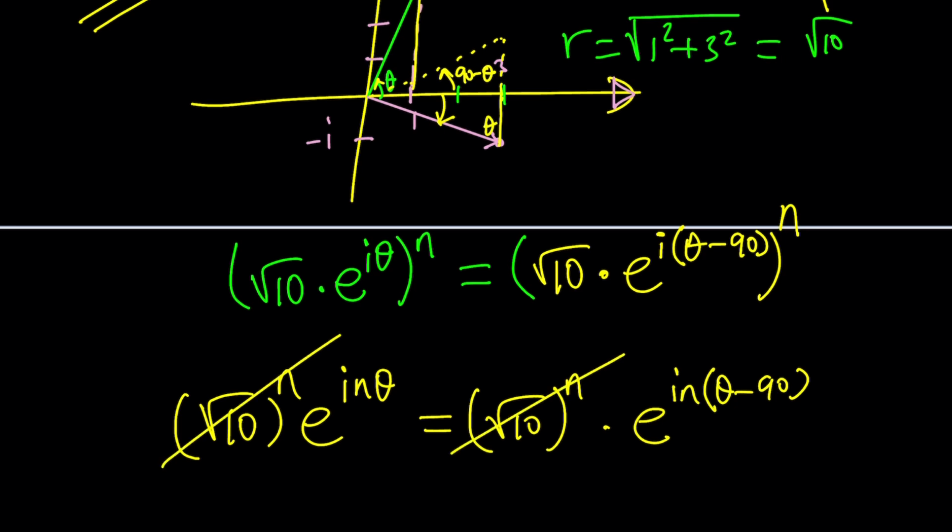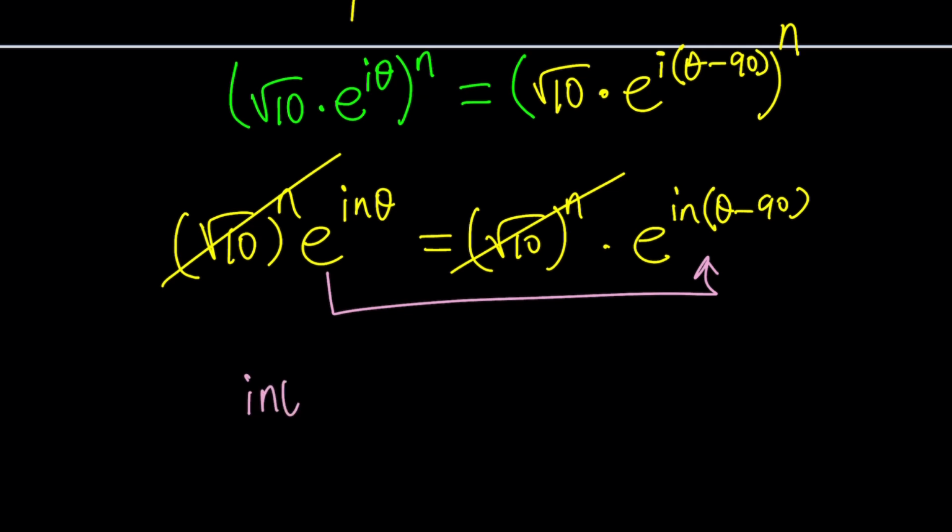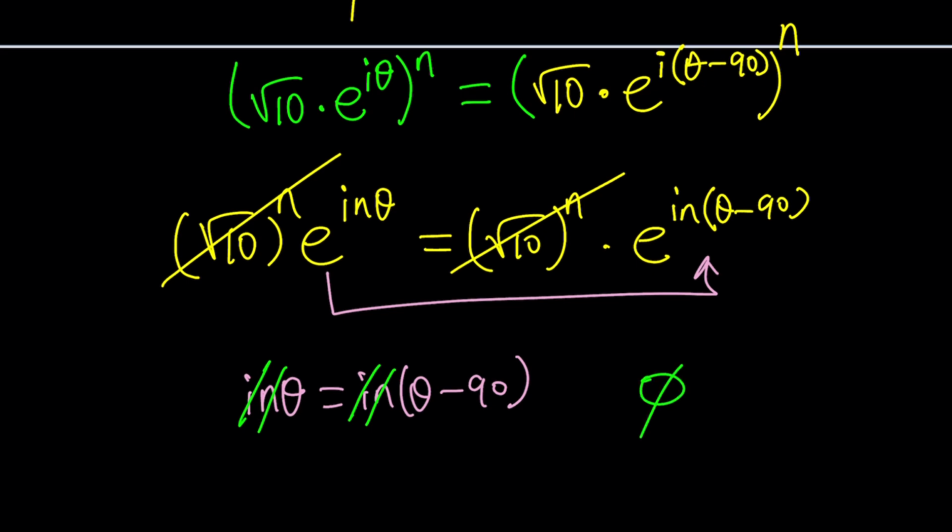Nice. And then what about the rest? Let's go ahead and set the exponents equal to each other. i n theta equals i n theta minus 90. Now, again, we're going to run into some problems. You know why? Because if you just cancel out the i n, you're going to get theta equals theta minus 90, but this equation has no solution whatsoever, right? Even in the complex world, it doesn't. Because a number 90 less than a number cannot be the same as the number, right? Obviously. So what do we do? We make some adjustments.